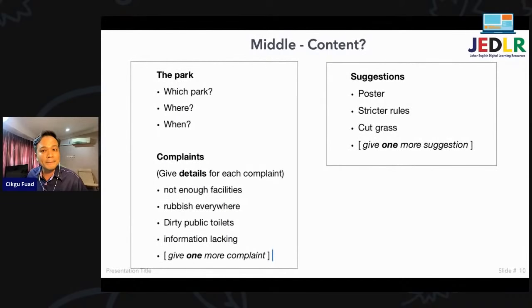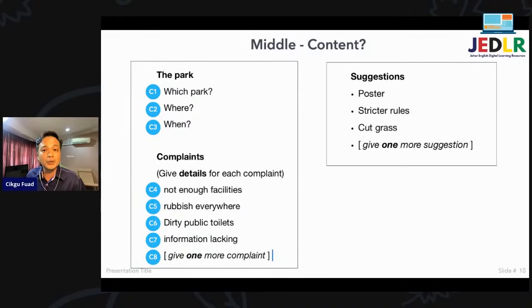Now we are moving to the middle part, where the content is. I think this is the easiest one for you to identify because you have been doing this before. So let us just put C1 until C12 for all points. So C1, which part? C2, where? C3, when? The first 3, they give you a question and you need to answer all the 3 questions. Complaints, C4, not enough facilities. C5, rubbish everywhere. C6, dirty public toilets. C7, information lacking. And C8, give one more complaint.